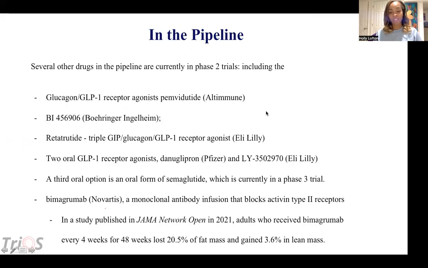And here are a few more medications in the pipeline. I'm sure you've read lots of articles about these. Pemvidutide, there's a BI drug that has a number. Retatrutide, the triple G, very impressive results, close to bariatric surgery. Pfizer and Lilly have other oral GLP-1 agonists that patients are really looking forward to. There's another form of oral semaglutide at higher doses from Novo Nordisk. And bimagrumab, a monoclonal antibody that really helps patients increase their muscle mass. So there's evidence that this can help with sarcopenic obesity, but also combined with the current medications, we can help people lose fat and also gain muscle.